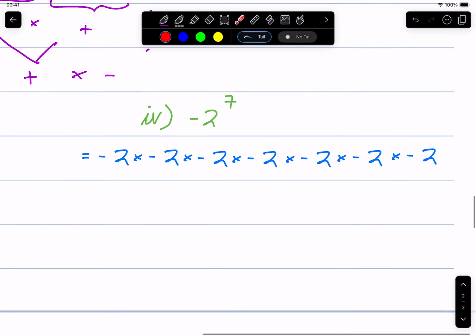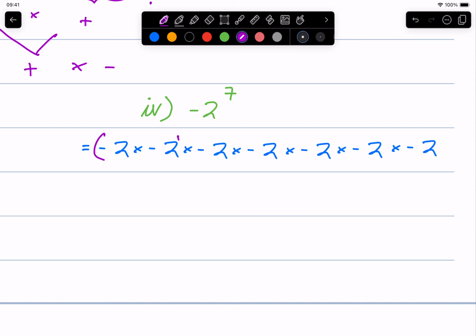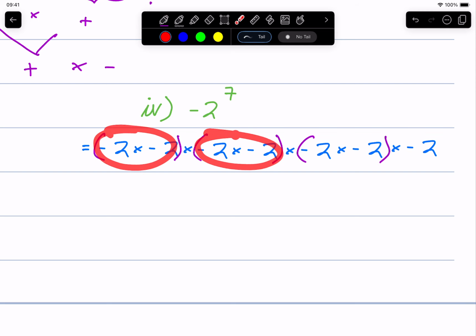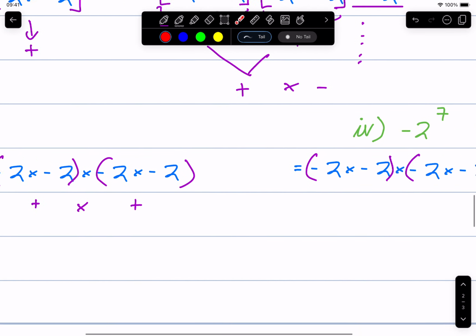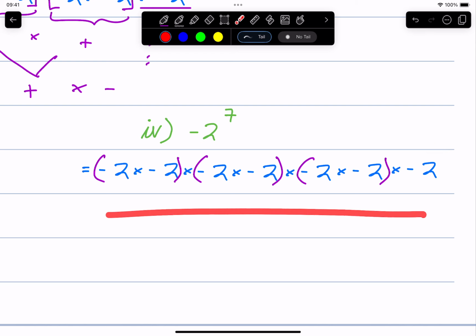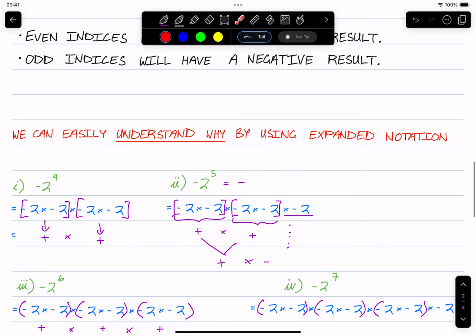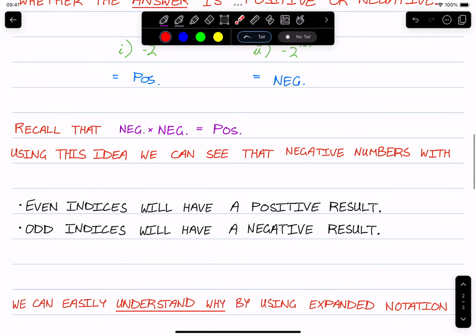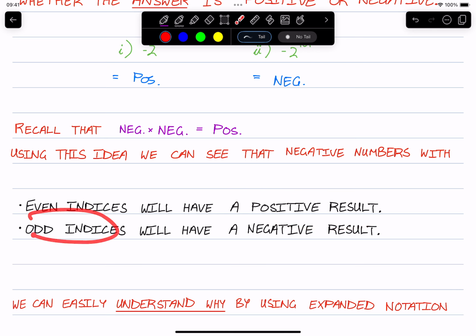And likewise with this one, same thing, if we try and pair them up. These three will now become positives, like what we saw here. However, this -2, which doesn't have a pair, will make the final answer negative. Okay, so I hope you can see now why it's the case that even indices will have positive results and odd indices will give negative results with a negative base.